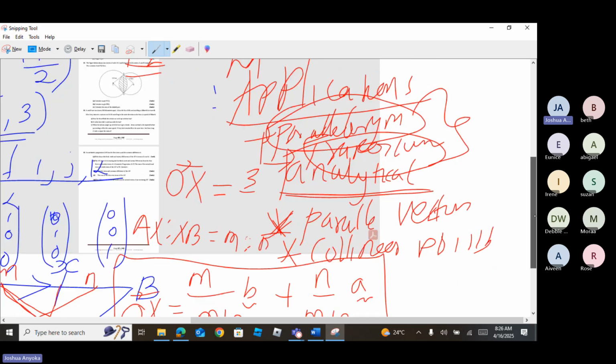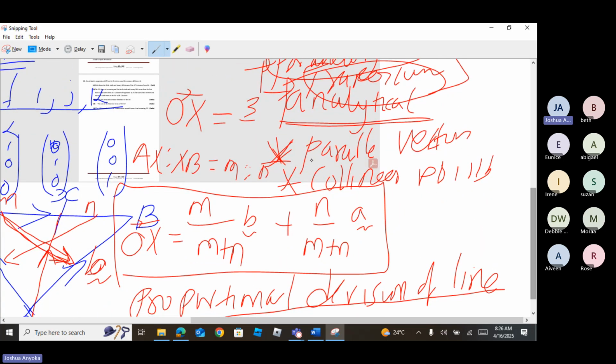And of course, we know in parallel vectors, one vector is expressed as a scalar multiple of the other. We say the vectors are parallel. For collinear points, the two vectors are parallel, and there must be a common point. We are going to prove that one in our example. Generally, this is what we are going to apply in answering questions.